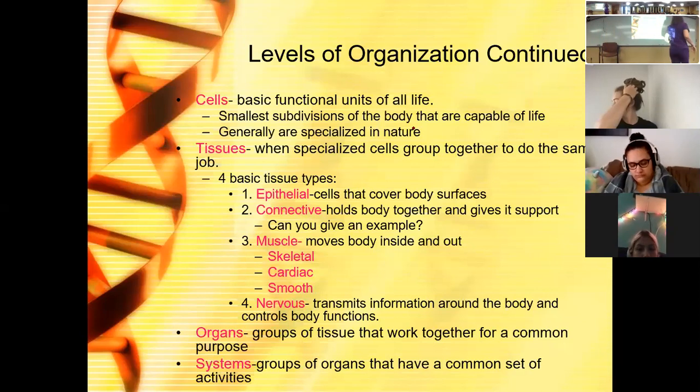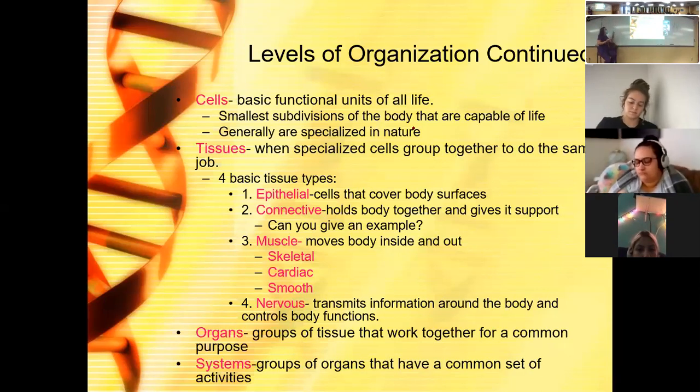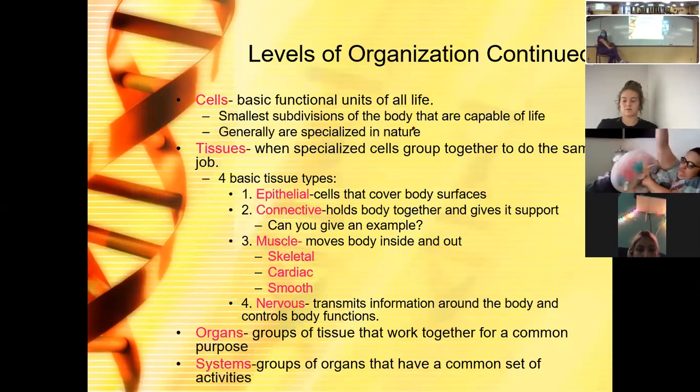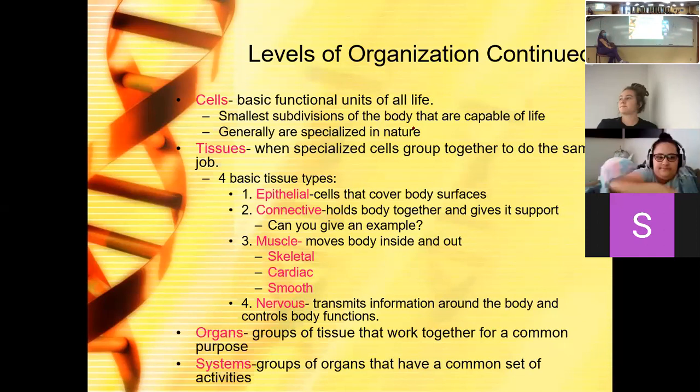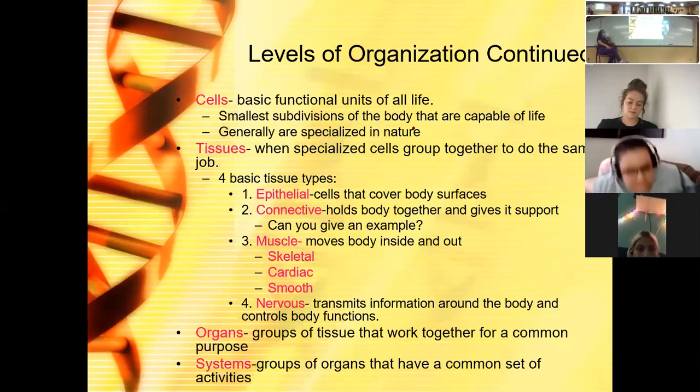Cells are the basic functional units for everything. They're going to come together and make tissues, which are specialized groups of cells that work together for a common job. Those have four basic types. We have epithelial cells. These are the cells that make up our skin. In fact, a lot of our structures are made up of epithelial cells. Connective tissue: tendons, ligaments. Ligaments hold bones and bones together. Tendons hold muscles to bones.